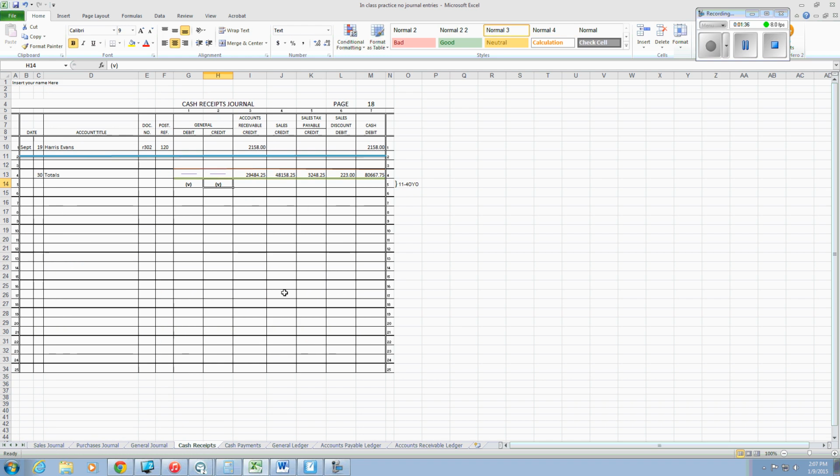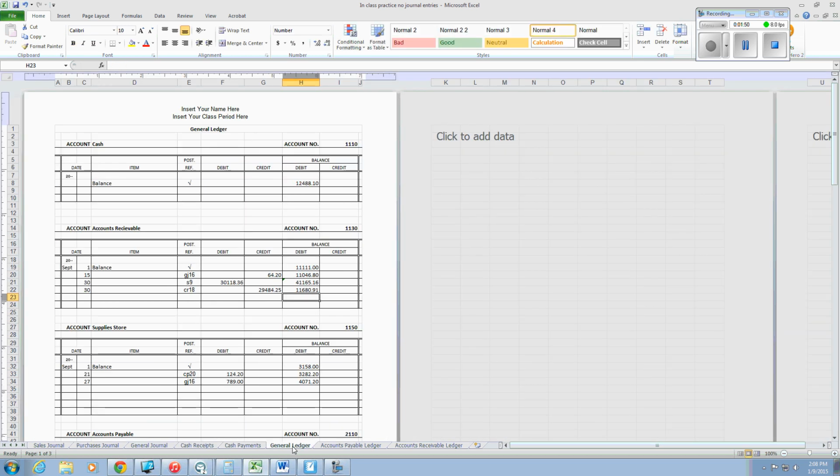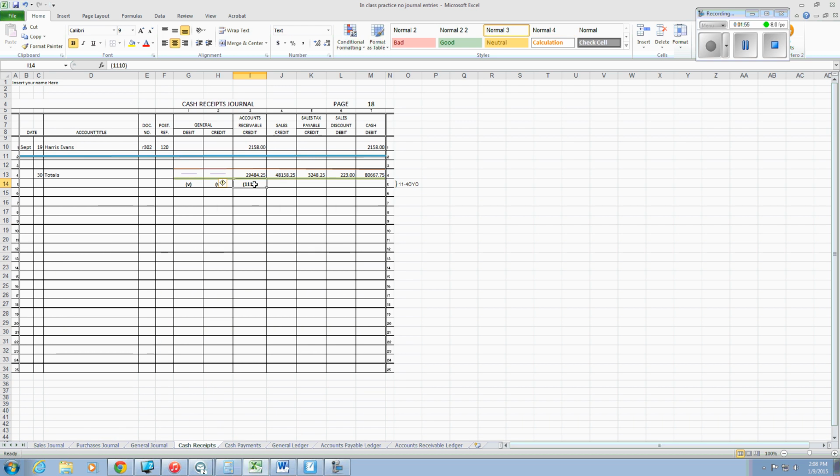Well, let's go to the cash receipts journal. Again, in bold, we're going to center that. We're going to put the 1,130 underneath the bottom of that. So again, 1,130 is the accounts receivable account.